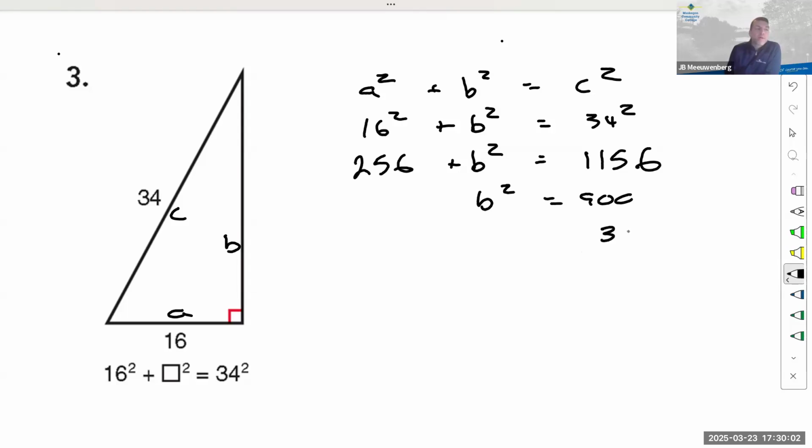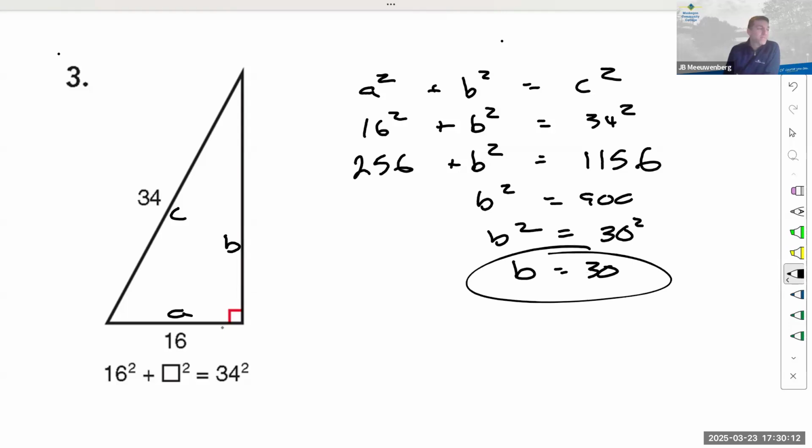And 900 is equal to 30 times 30. B squared is 30 squared, so B must equal 30. So this third side over here must be equal to 30.